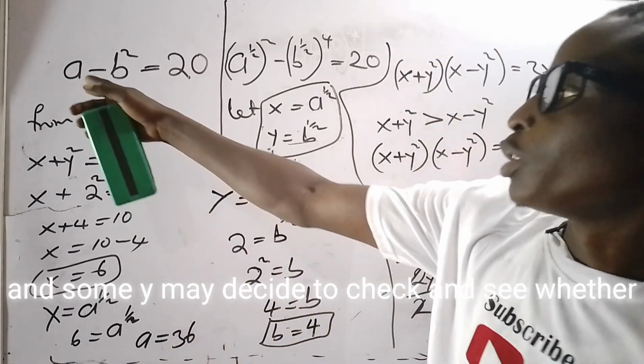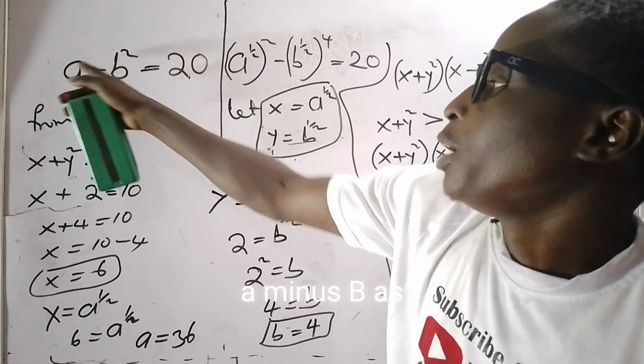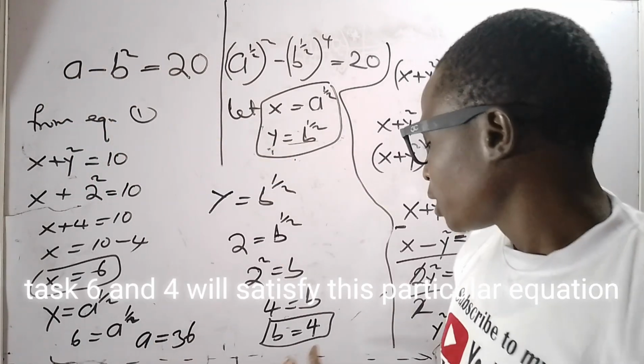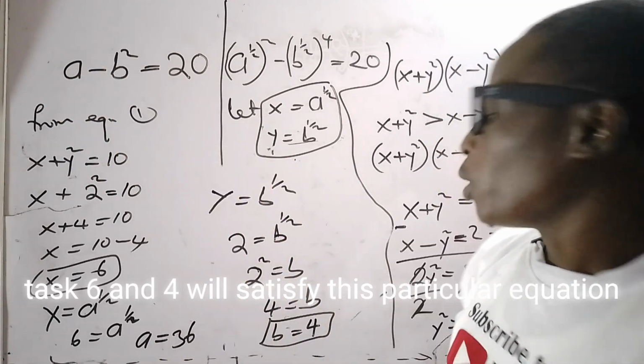And someone may decide to check and see whether a and b as 36 and 4 will satisfy this particular equation.